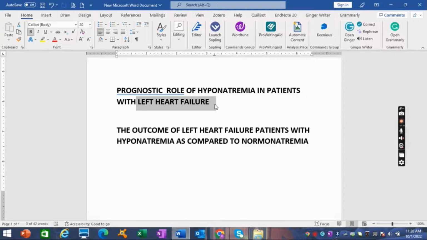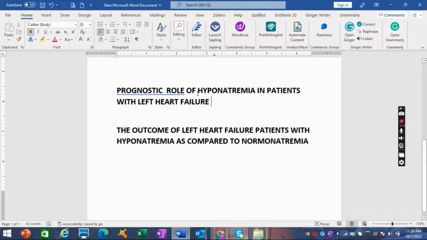By the way, the arrangement of PICO does not mean you need to mention the P first, I second, C third, and O fourth. That is just to make you understand that these four concepts should be incorporated in your research topic. So arrangement can be different. Here I have my P at the very last of this topic. So this left heart failure is the P. I have selected my patients. I have selected my problem. Now I means intervention. What is the intervention in this topic?